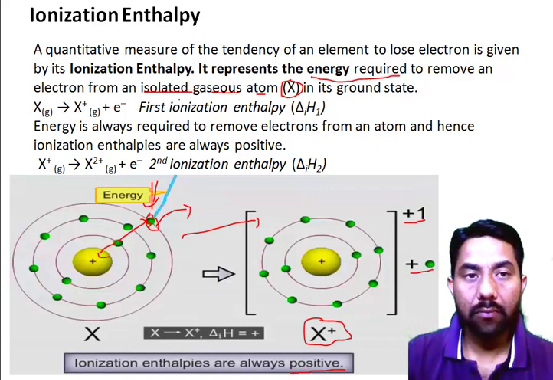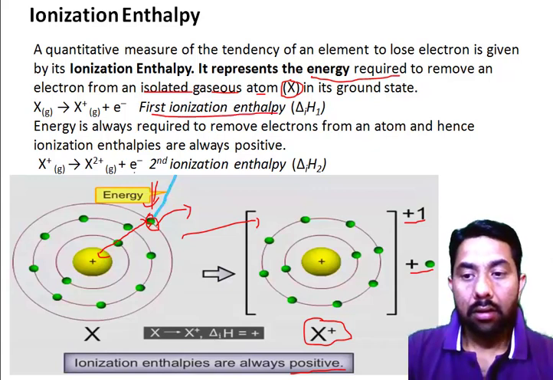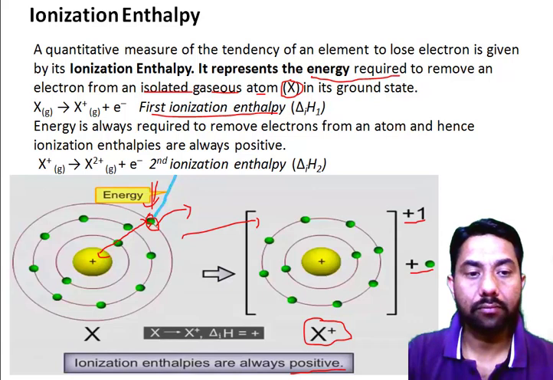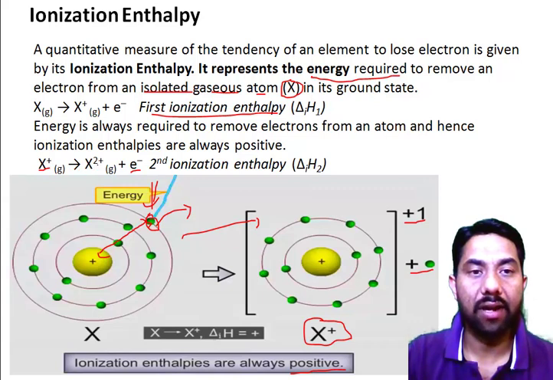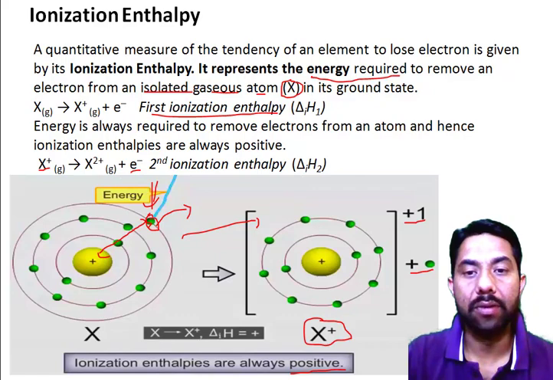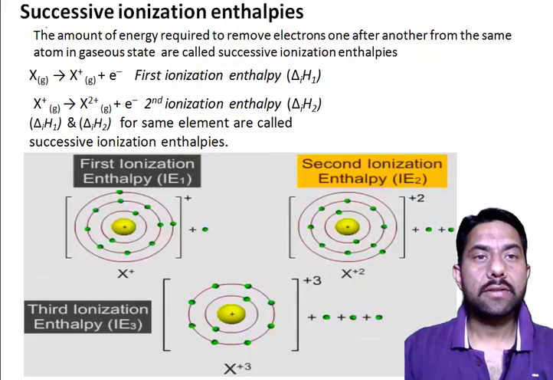In this case, this is the first ionization enthalpy. In the same manner, the next electron can be removed. Again, energy has to be provided, plus 1 electron is released. So this X positive is converted into X2 positive. This process takes place in the gaseous state, and 1 electron is released. This will be called the second ionization enthalpy. Next are successive ionization enthalpies.